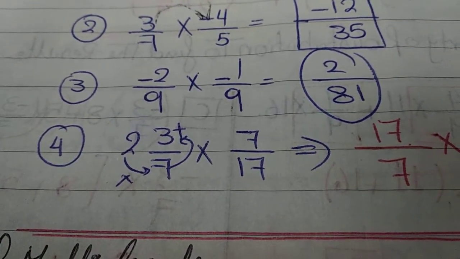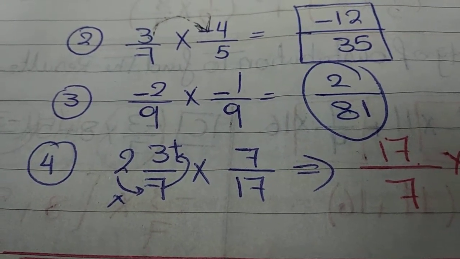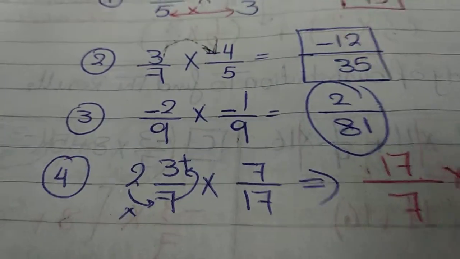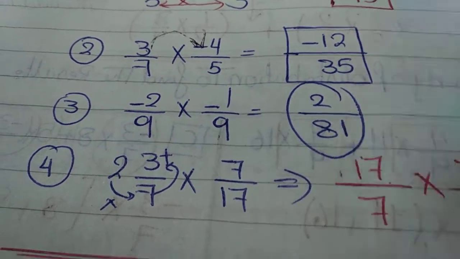Number 3, negative 2 over 9 times negative 1 over 9. I will multiply the numerators. Negative 2 times negative 1 will be 2. And then 9 times 9 will be 81.